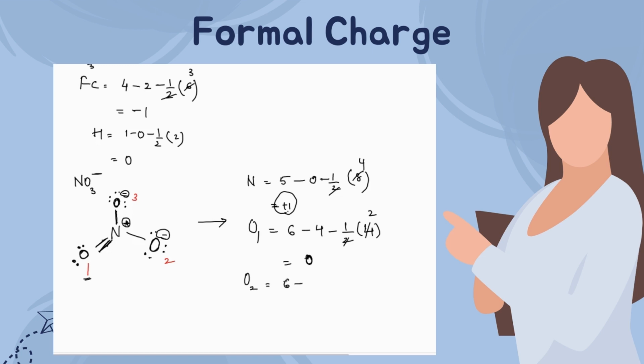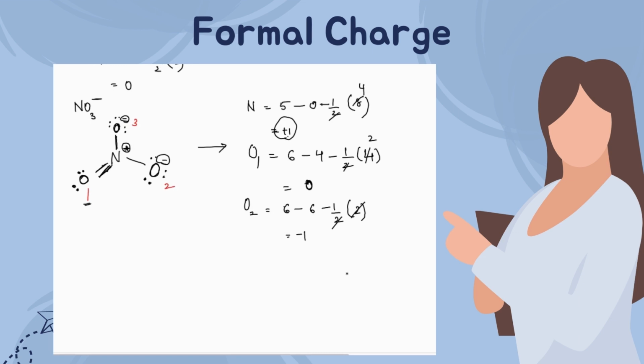Now let's look at the second oxygen. Same group number, 6. The lone pair electrons here are 1, 2, 3 pairs, which means 6 electrons, minus half into 1 bond, 2 electrons. So altogether, 6 minus 6 is 0, 0 minus 1 is minus 1 charge. So the second oxygen has got minus 1 charge on it. Now look at the third oxygen. 6 is the group number, minus 3 lone pairs, so it is 6 minus 6, minus half into 2. The third oxygen is similar to the second oxygen, so this also has minus 1 charge.